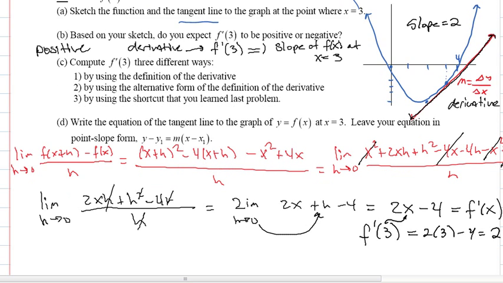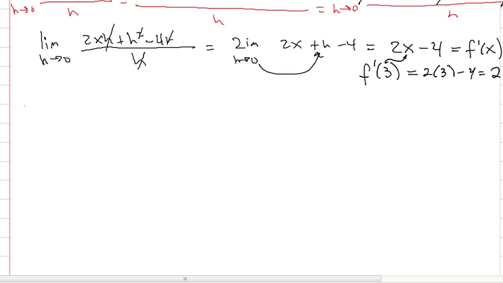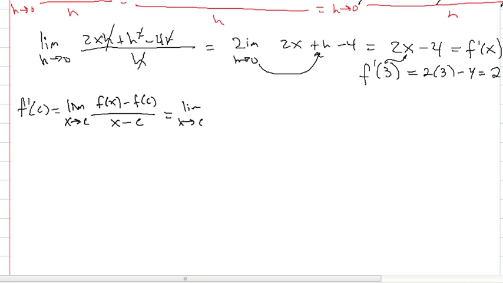Let's verify this by using the alternate form of the derivative. The alternate form is f prime of c equals the limit as x approaches c of f of x minus f of c, all over x minus c. Let's apply this to our function, x squared minus 4x. We're interested in finding the derivative at x equals 3, so I'm going to replace this c with 3.